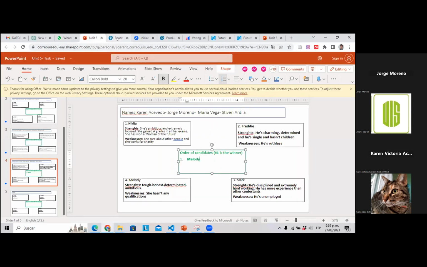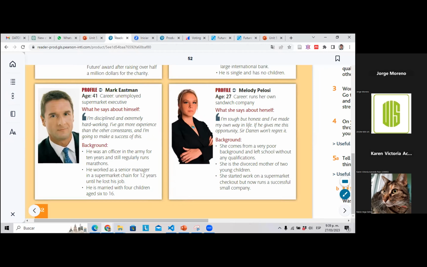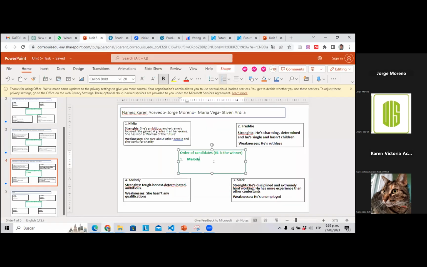And the second. The first is Melody. The second, Nikita. Third, Freddy, and fourth, Mark. Listo.